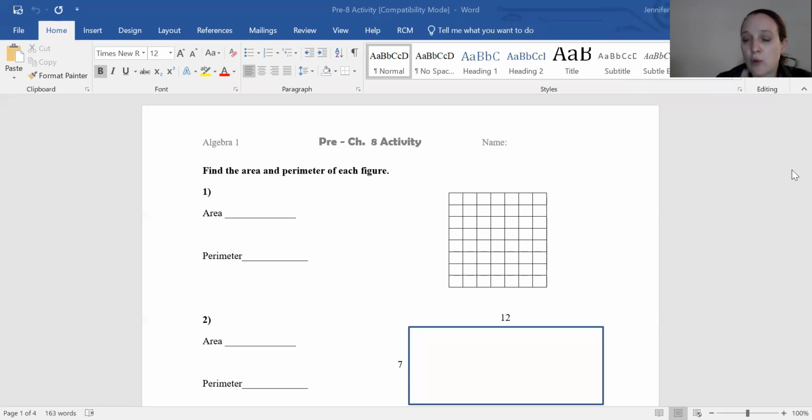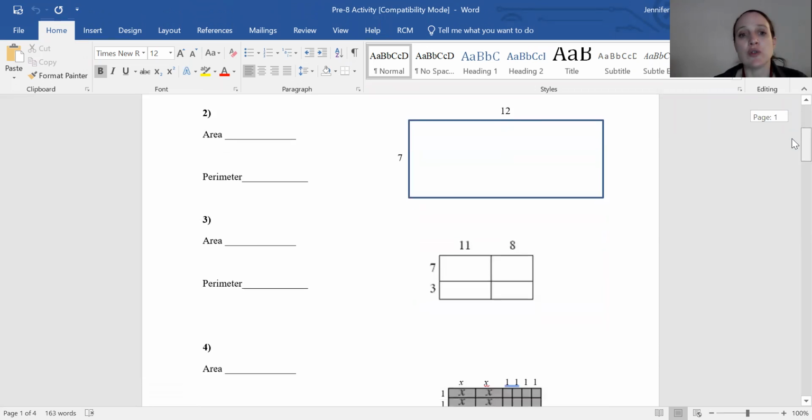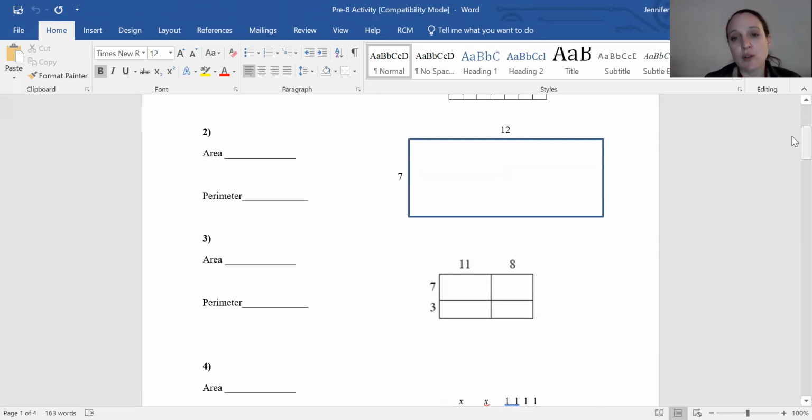Okay, that is just a simple reminder of what area and perimeter is. You need to do questions 2 and 3 now. At this point, pause the video, find the area and perimeter of the 7 by 12 rectangle. And 3 is kind of interesting because we broke our rectangle into 4 different rectangles. See if you can find the total area and total perimeter of the large rectangle.